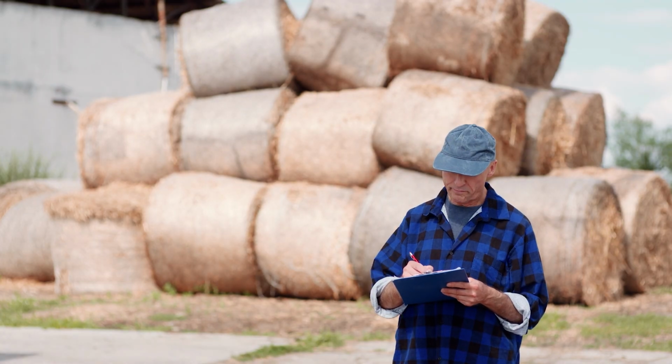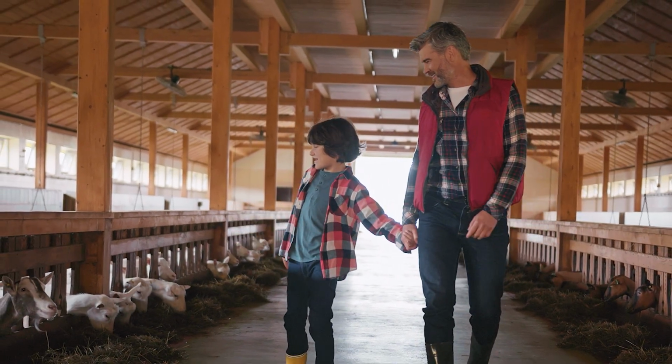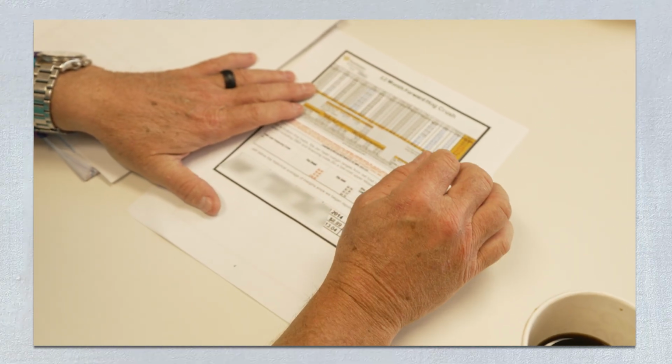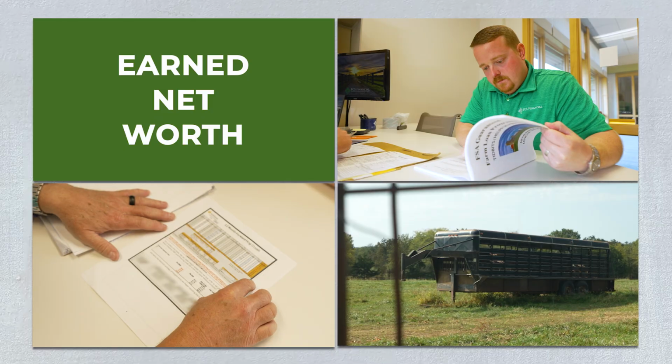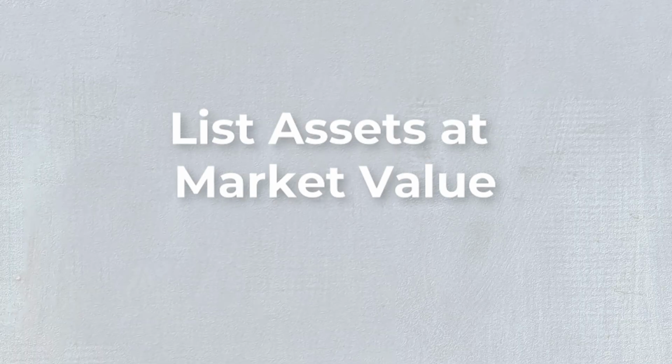When you're valuing your assets, most often the balance sheet is market-based, so you would list the asset at what you could sell them for today. In some circumstances, you or a lender may want to look at earned net worth and might list some assets, such as real estate, at purchase price. But for now, you can list assets at market value.